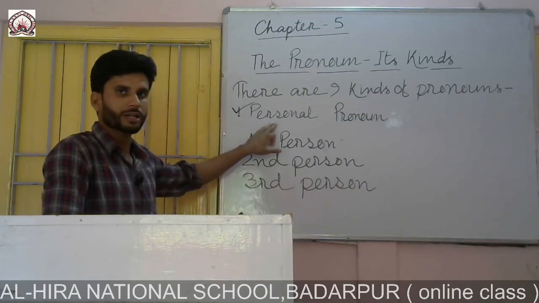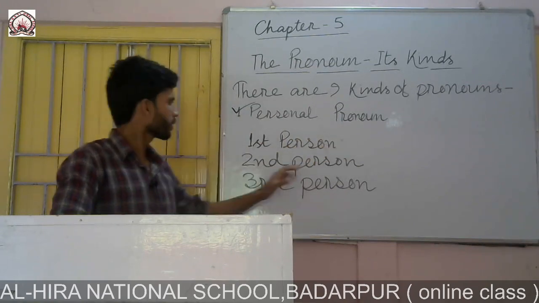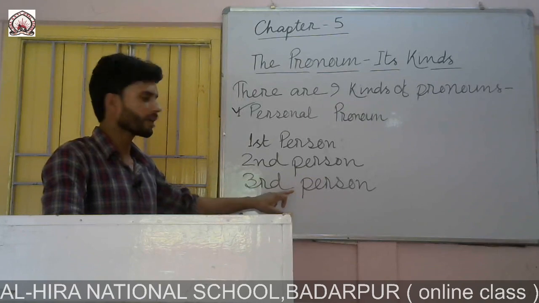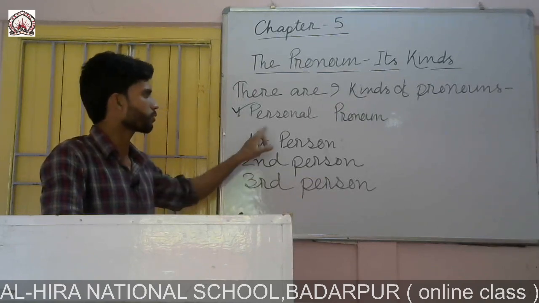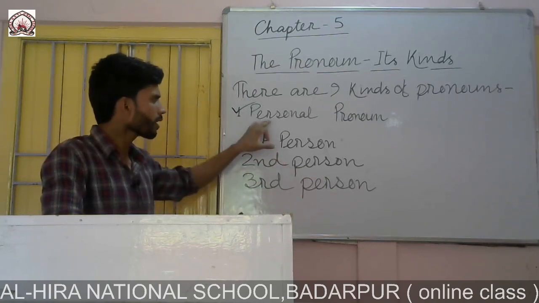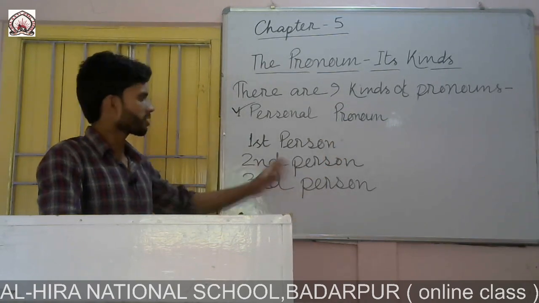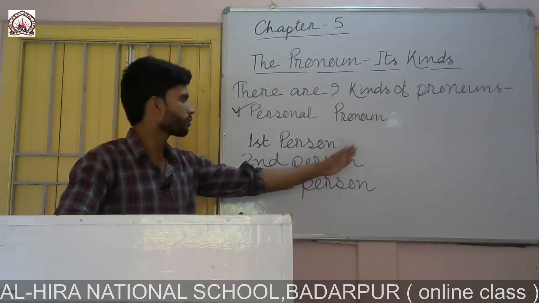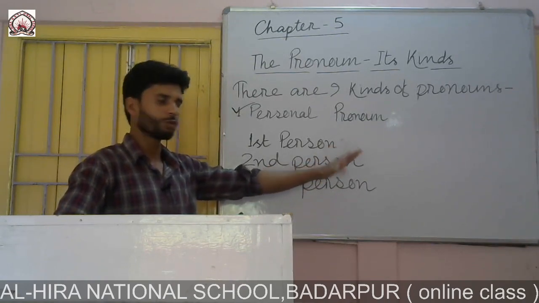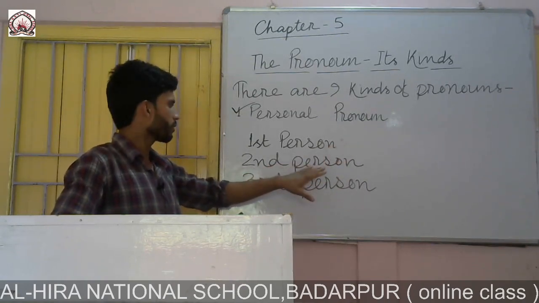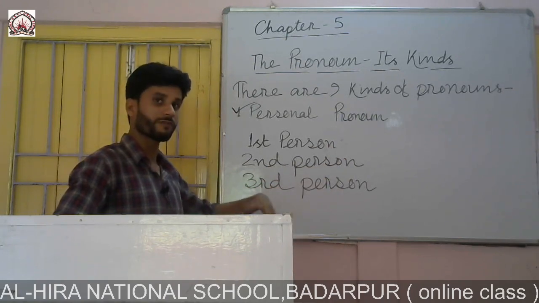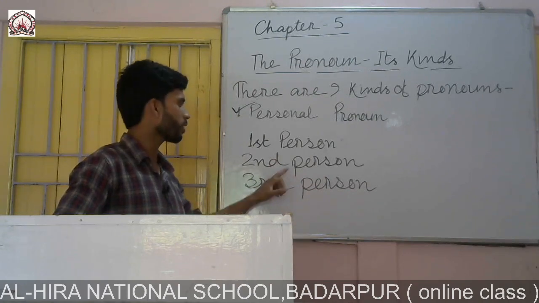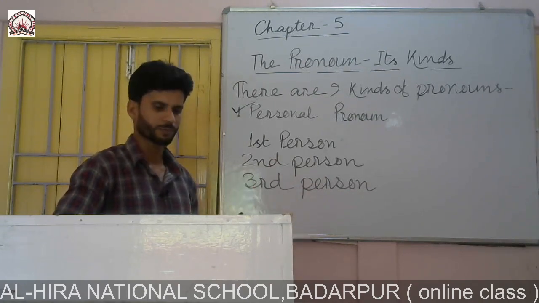Under the category of personal pronoun, these three come: first person, second person, and third person. These are the three types of persons which come under personal pronouns. Before writing the pronouns which come under first person, then second person, and then third person, let's first try to understand what is first person and what is second person and what is third person.